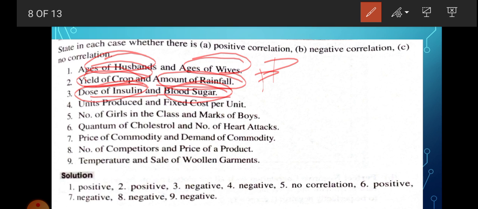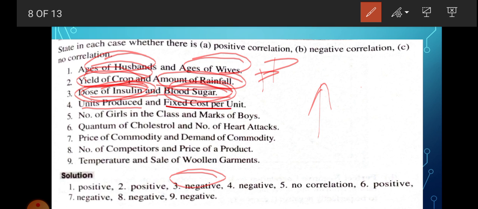If blood sugar level is less, then the dose of insulin will be more. Yes, there is a negative correlation, because if you know why we are taking insulin: if blood sugar level is less, then we are taking more insulin. If blood sugar level is high, then we are taking less insulin. So there is a negative correlation.